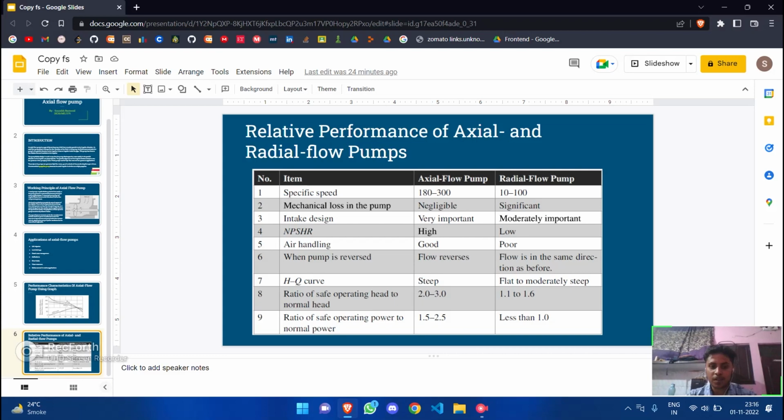Flow reverses in the axial flow pump, and the flow is in the same direction as before in the radial flow pump. The HQ curve is steep in the axial flow pump and flat to moderately steep in the radial flow pump. The ratio of the safety operation head to the normal head is 2 to 3 in the axial flow pump and 1.1 to 1.6 in the radial flow pump. The ratio of the safety operation power to the normal power in the axial flow pump is 1.5 to 2.5, and in the radial flow pump it is less than 1.0.